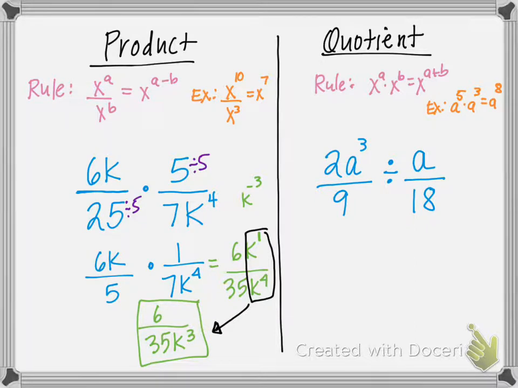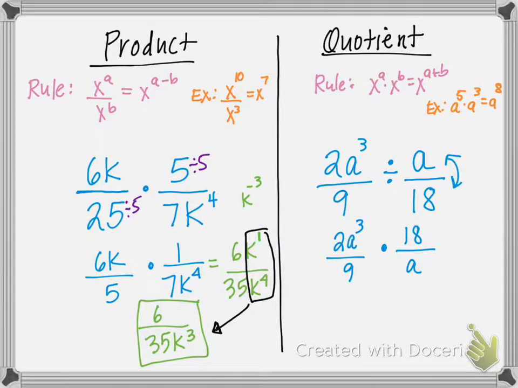So for dividing, you have to remember how to divide fractions. The first thing you need to do is multiply by the reciprocal of the second fraction. Reciprocal means flip this fraction or interchange the numerator and denominator. So let's rewrite this as multiplication. So 2a to the 3rd over 9, and instead of dividing, we're multiplying and we're flipping this. So the 18 goes in the numerator and the a goes in the denominator.